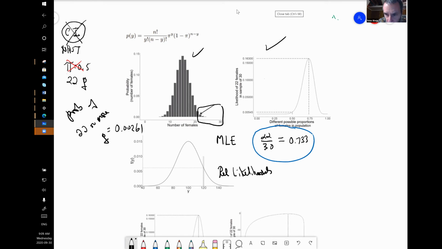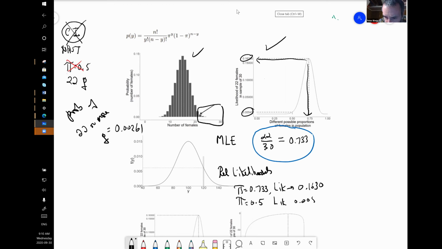So consider what we have shown here. This value here and this value here implies that if pi was equal to 0.733, then the likelihood was equal to 0.1630. On the other hand, if pi was equal to 0.5, if there were equal numbers of males and females in the population, the likelihood, instead of being 0.1630, would be equal to 0.00545. You take the ratio of these two numbers, and that gives you a value of approximately 30.